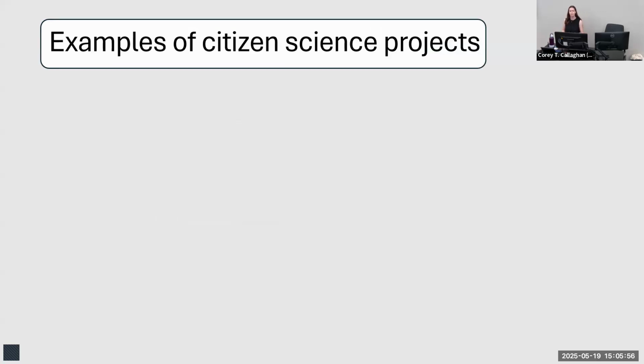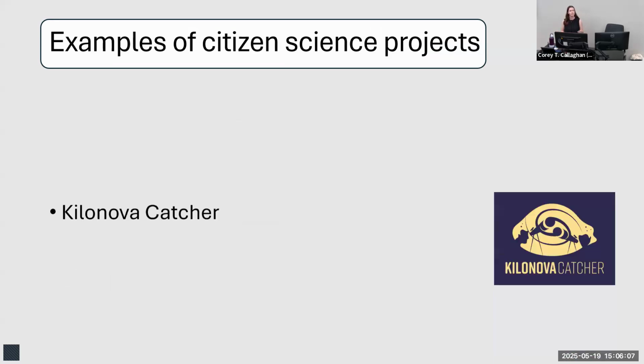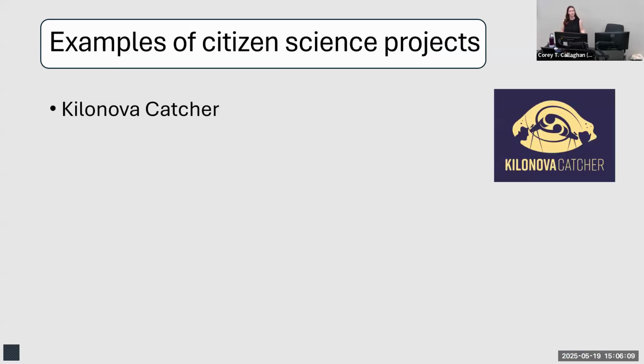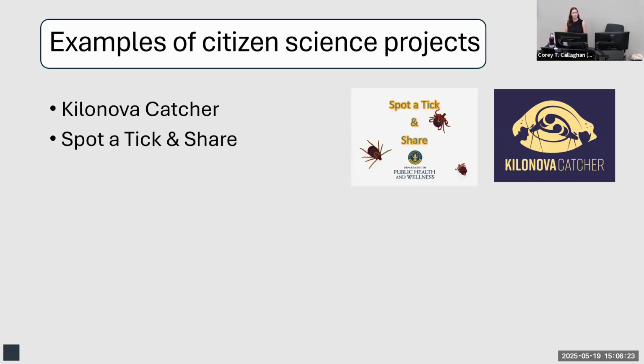And so today I'll be mostly talking about biodiversity-oriented projects, but I thought I would give some examples of different citizen science projects just to illustrate the diversity that exists within this field. So the first one is one called Kilonova Catcher. This is an astronomy project, so definitely very different than biodiversity. Participants actually are using their own telescopes, and that is very different than some of the stuff we're going to talk about today.